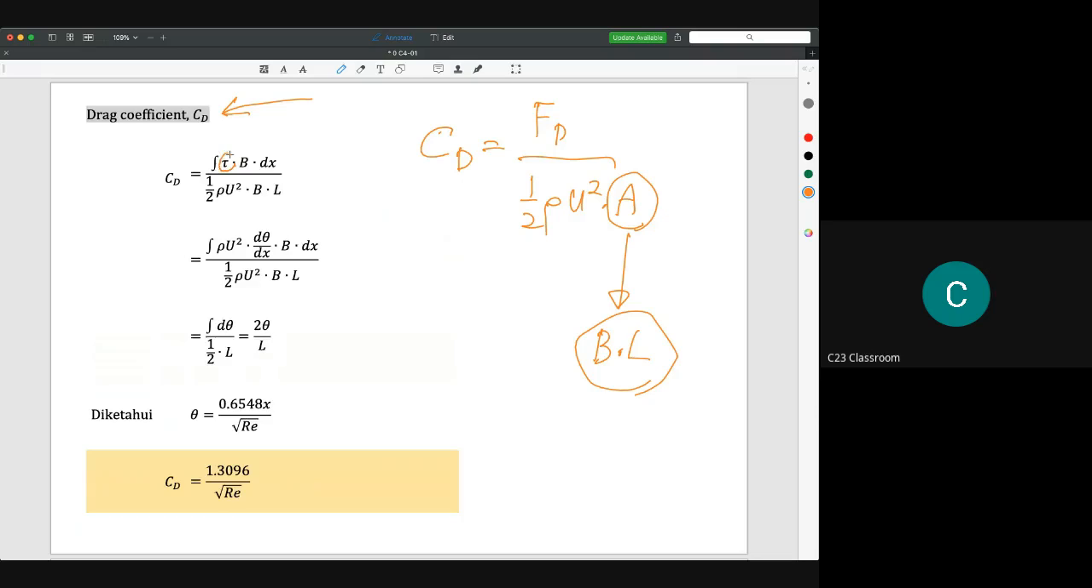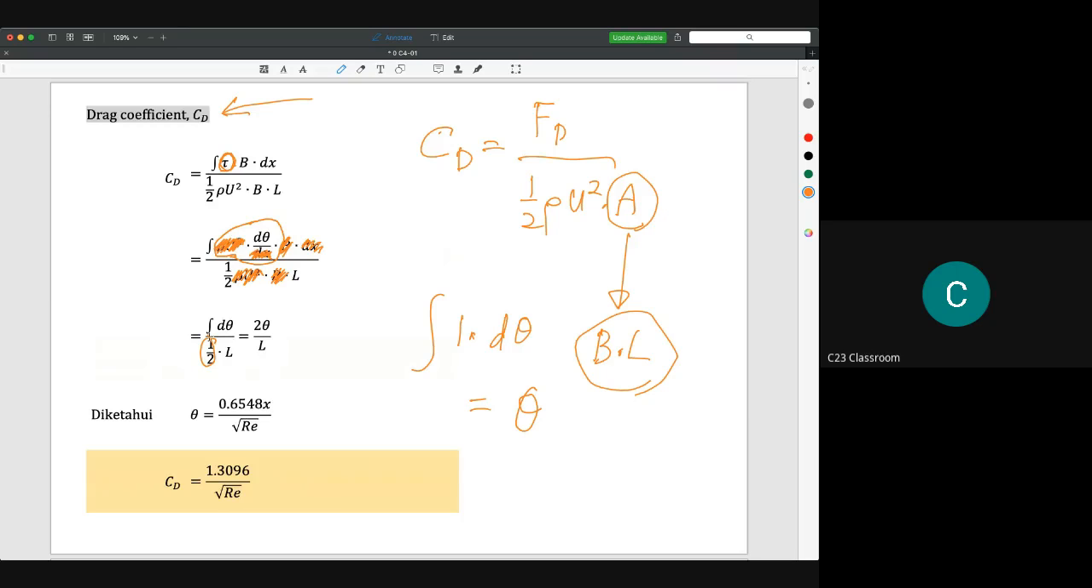So the tau here is now replaced with the von Karman equation of shear stress, rho u squared d theta dx. Okay, and then we could neglect the value of dx here, so we have d theta. We could neglect the value of rho u squared here, and we could neglect the value of b. So now we have the integral of d theta over 1 over 2 times L, and the integral of d theta means the integral of 1 d theta, so you will get theta. And then you bring the 1 over 2 up there.